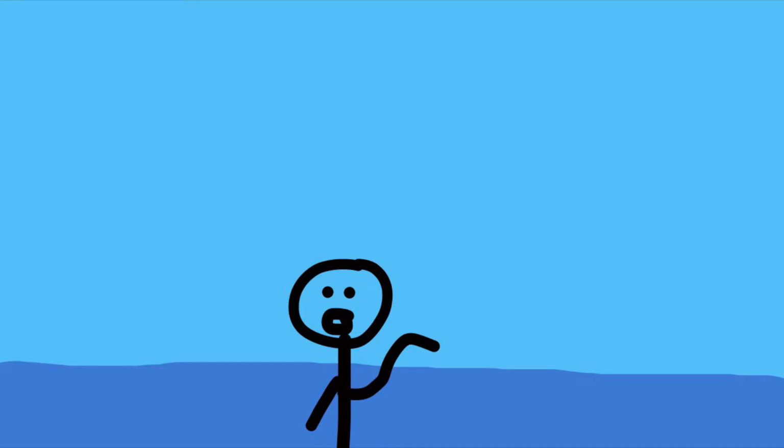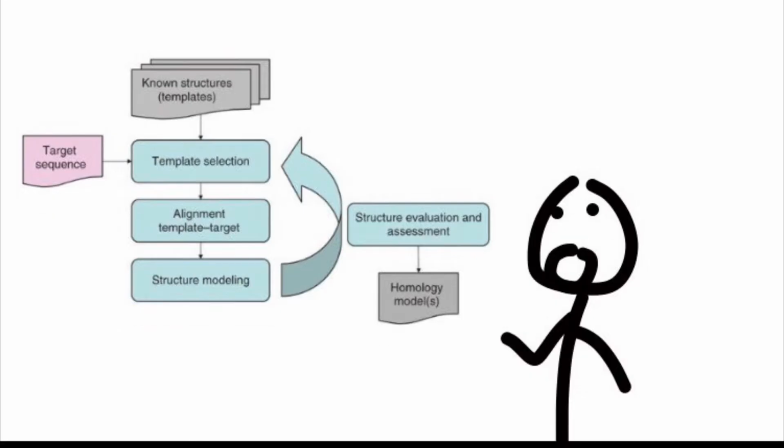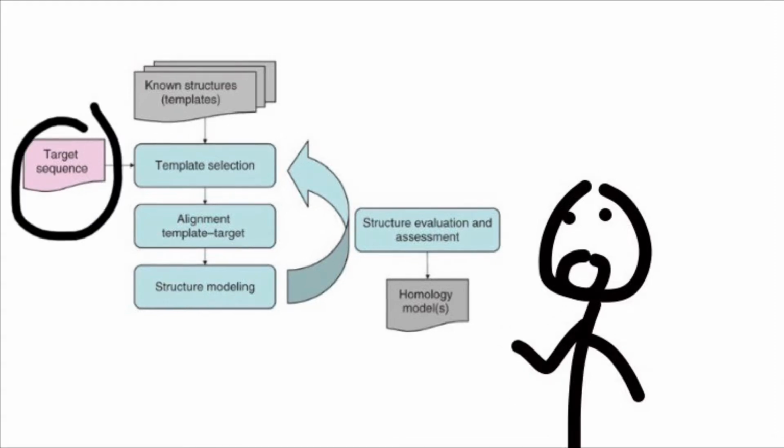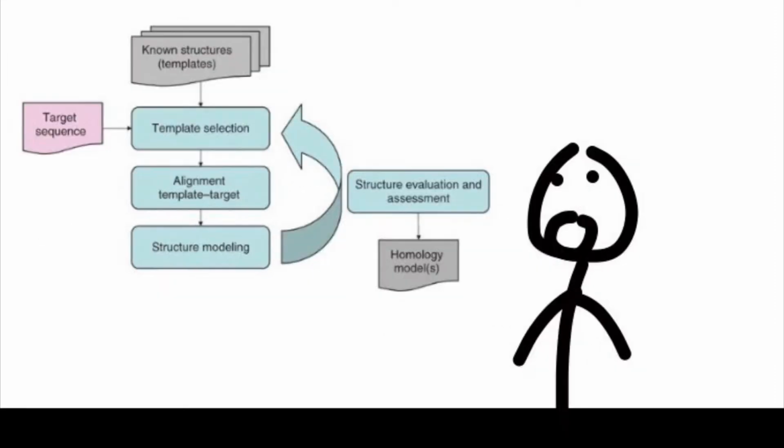Homology modeling is used a lot to make a 3D structure of a protein, and it's known to be very accurate, but there's a problem. There's many steps to homology modeling. You need a protein that has an unknown structure and a solved effector structure. After this, you can continue on to make the model.